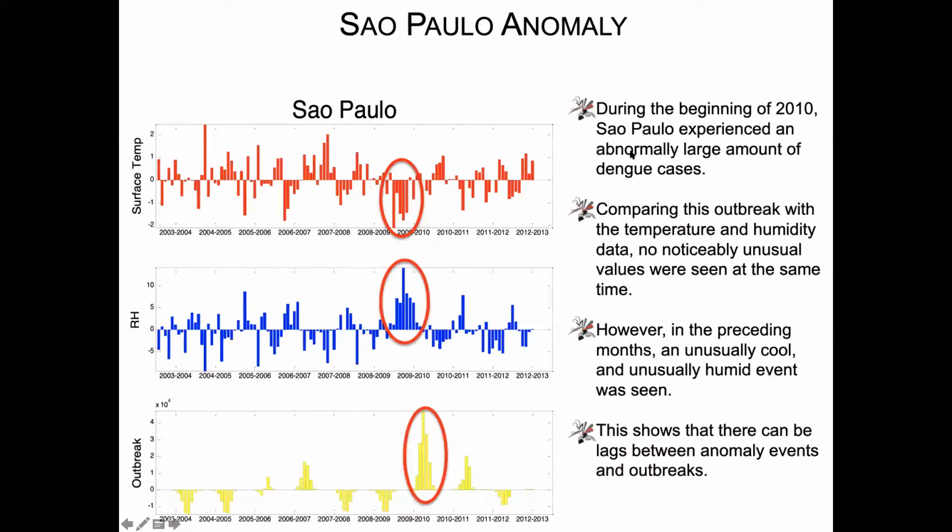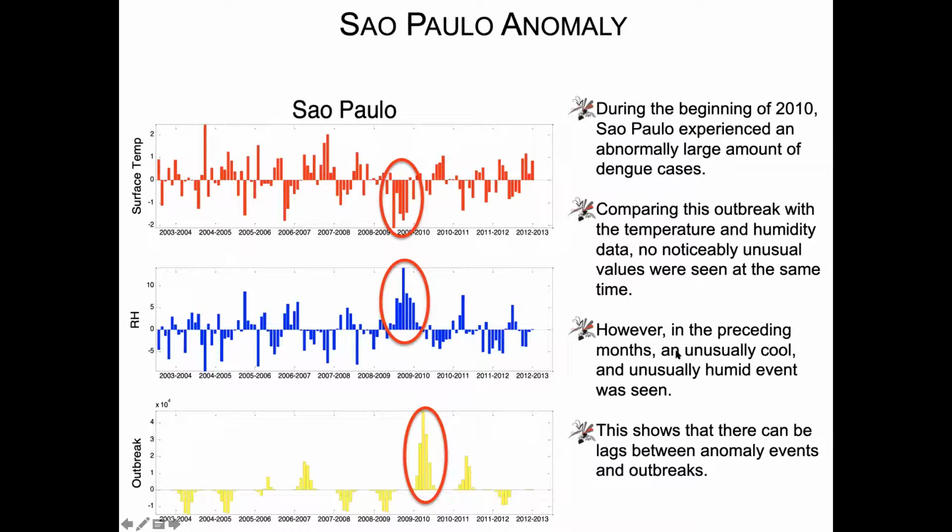Let me just show you some of the results. Here we have surface temperature on the top. Here in blue, we have relative humidity. And then down here, you have the outbreak. These are the anomalies. What you're seeing down here is that around 2009, 2010, actually between 2010 and 2011, there was a large outbreak of dengue fever in the state of Sao Paulo. We looked at the relative humidity and surface temperature, and we noticed that there was a large anomaly in both. Surface temperature was below normal, and the relative humidity was higher than normal.